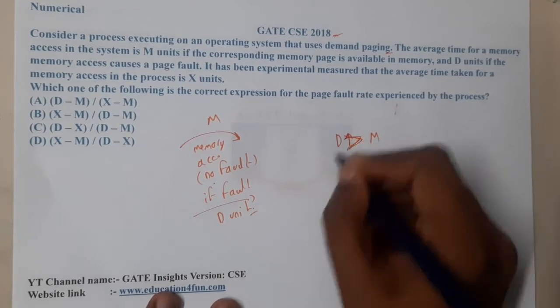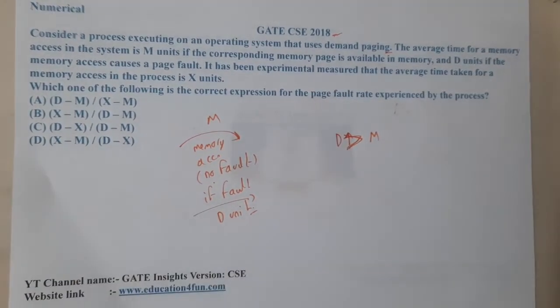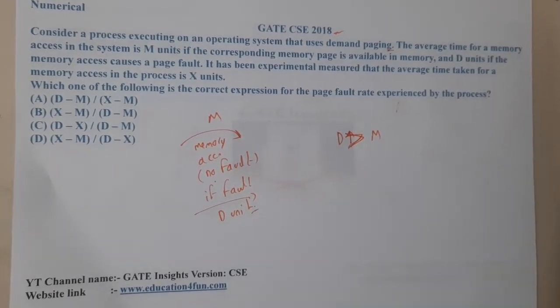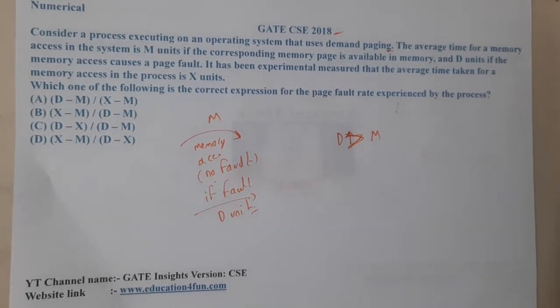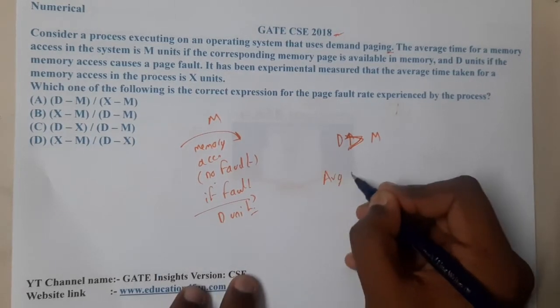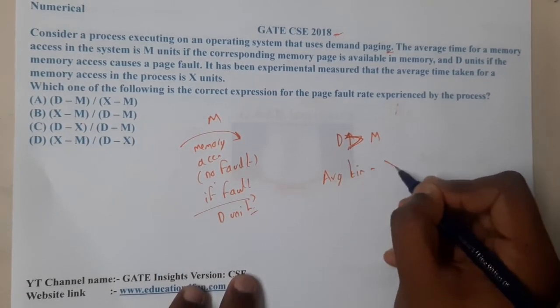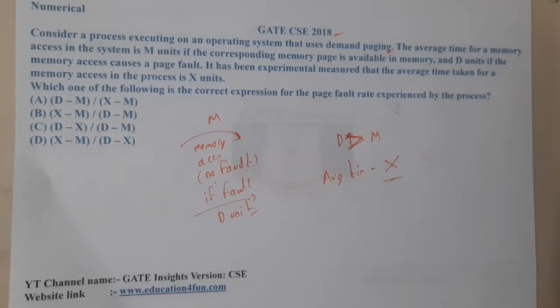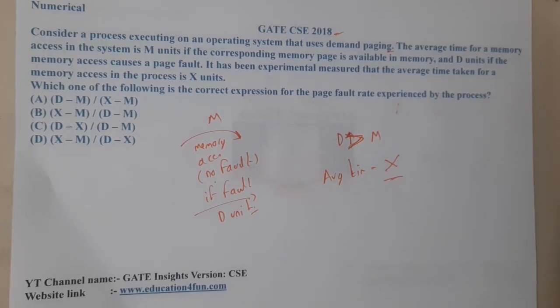Similarly, moving on, it has been experimentally measured that the average time taken for a memory access in the process is x units. So the average time is equal to x. Now what they are asking is which one of the following is the correct expression for the page fault rate experienced by the process.